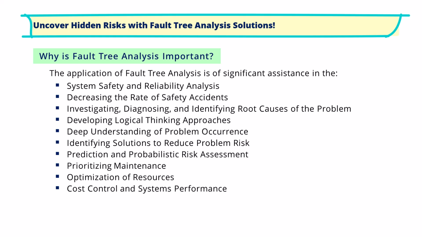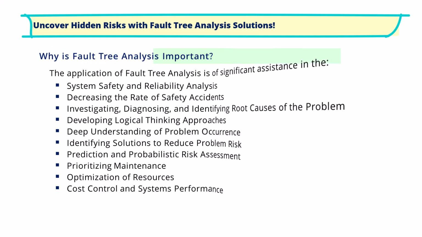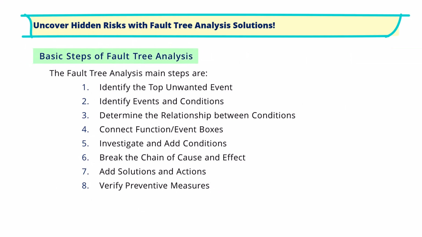Why is fault tree analysis important? The application of fault tree analysis is of significant assistance in system safety and reliability analysis, decreasing the rate of safety accidents, investigating, diagnosing, and identifying root causes of the problem, developing logical thinking approaches, deep understanding of problem occurrence, identifying solutions to reduce problem risk, prediction and probabilistic risk assessment, prioritizing maintenance, optimization of resources, cost control and systems performance. Basic steps of fault tree analysis.